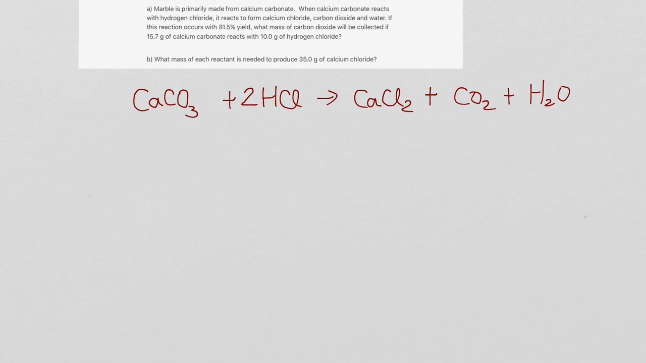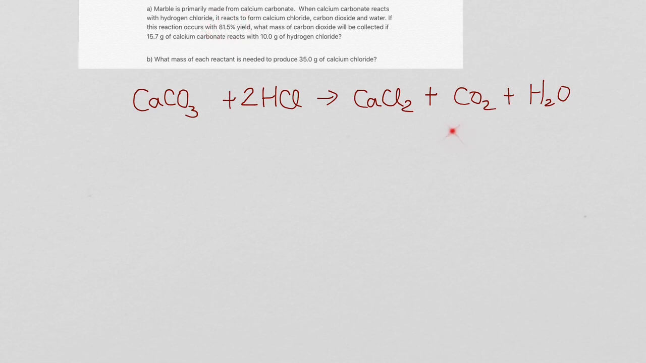the amount of reactants. So in part A, we were given 15.7 grams of calcium carbonate, 10 grams of hydrogen chloride, and we were asked how much of this product, carbon dioxide, could be formed with 81.5% yield. So we determined the limiting reagent. We used it along with the mole ratio to determine the moles of carbon dioxide that could be formed, and then we determined the mass of carbon dioxide that could be formed. Again, all this is knowing that the yield is 81.5%.